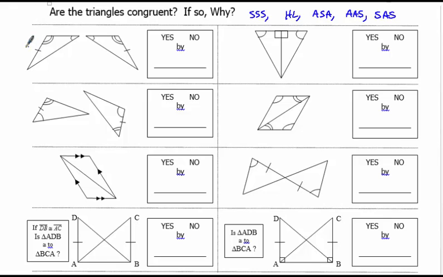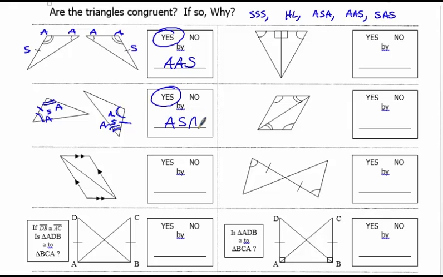We have a side, an angle, and in the same order over here, we have the angle, and the side. And since the side is next to the double tick mark and the side is next to the double tick mark, that means we have angle, angle, side. So yes, we can prove these triangles are congruent using angle angle side. Okay, next one. I have an included side between two angles, so that's angle side angle, which is, yes, we can prove this by angle side angle.